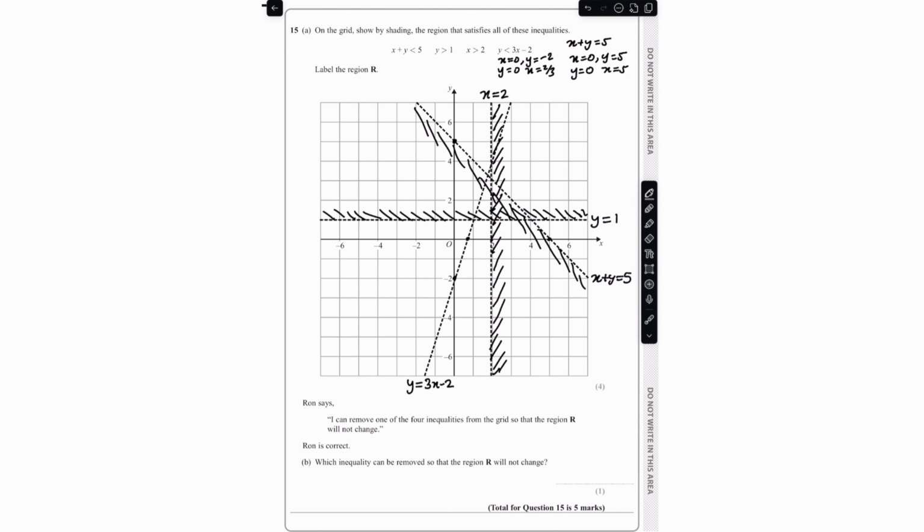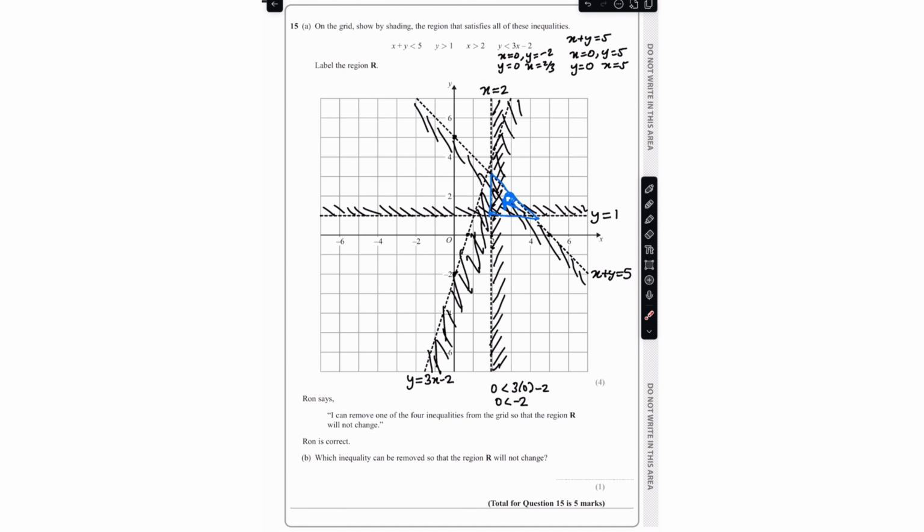And for y is less than 3x minus 2, if I pick the point 0, 0, I have 0 is less than 3 times 0 minus 2, in which case 0 is less than minus 2. And given that 0 is not less than minus 2, I will need to shade on the right of this line y equals 3x minus 2. So when I shade on the right, that looks something like this. And so we can clearly see that the region R will lie here. So this right here is your region R.